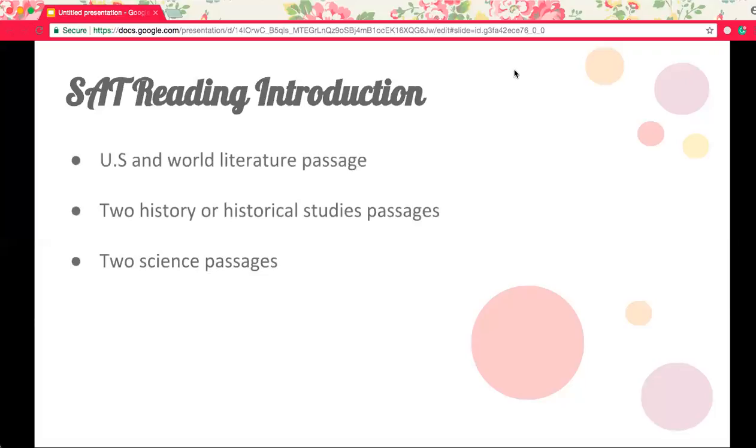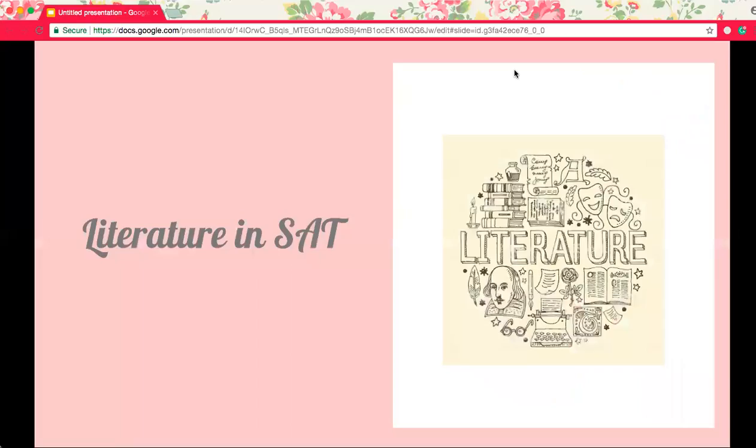As you can see, there's no way to predict what specific topic will be included in each SAT test. So that's why the strategies for reading each passage are very important for you.